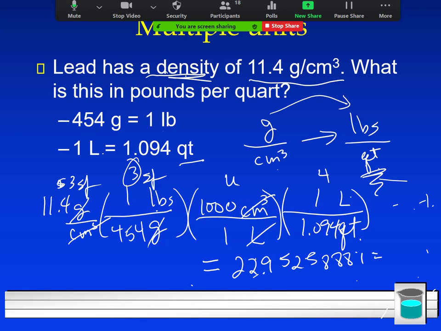22, the third one's a 9. Behind the 9 there's a 5, so I round that up to 23.0. And that is pounds over quarts.